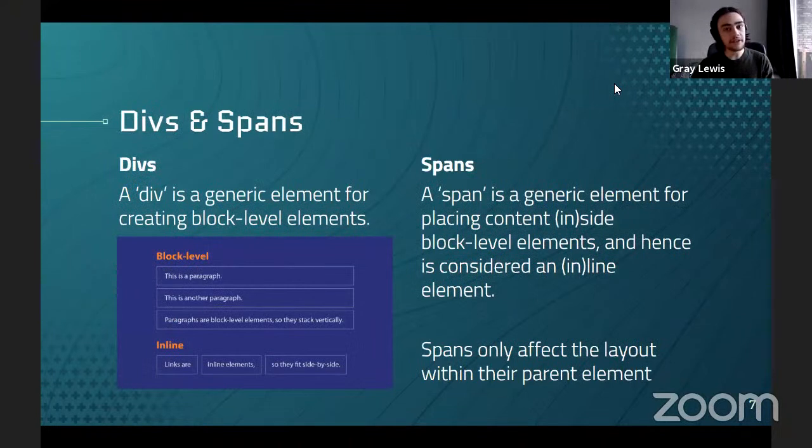So here we have examples of what are called generic elements. What that means is they are not semantic. We don't get any extra information about the content of these elements based on their type, right? So here we have a div and a span. A div is what we'd call a block level element. You can sort of imagine that this is an element that is part of the layout. It affects all of the other things on the page.